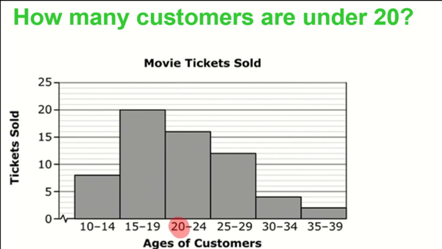20 is right there. 20 is not under 20 though. So for under 20, you're counting these two columns here. This one is 8. That one is 20. So that's a total of 28 customers under 20. Any questions on that? I understand those lines maybe aren't the easiest from your seat, but that's all that one is.